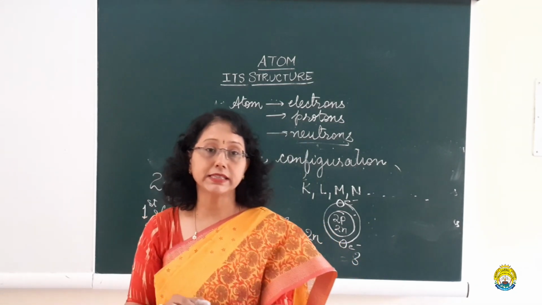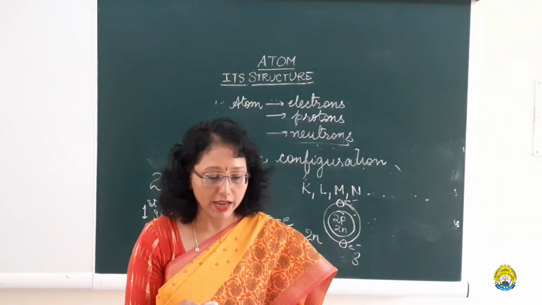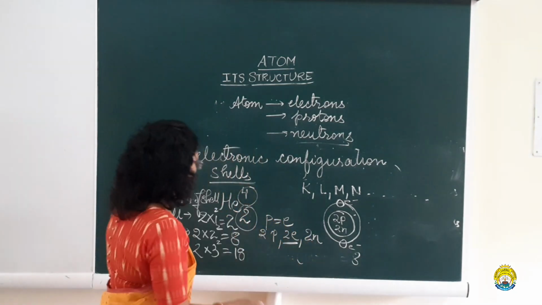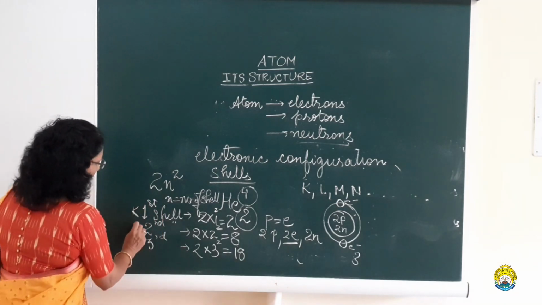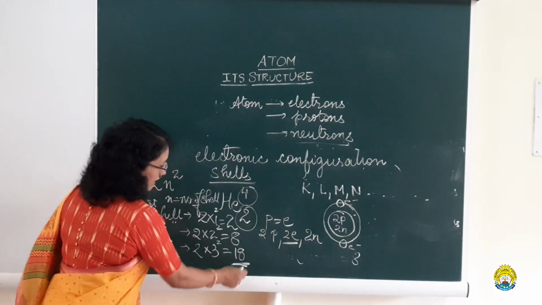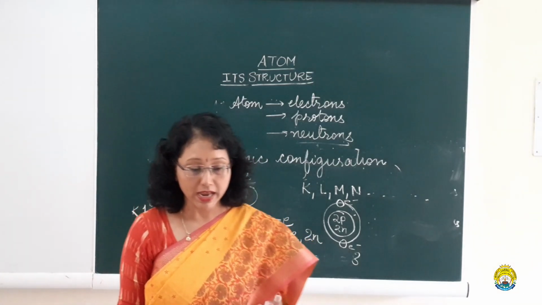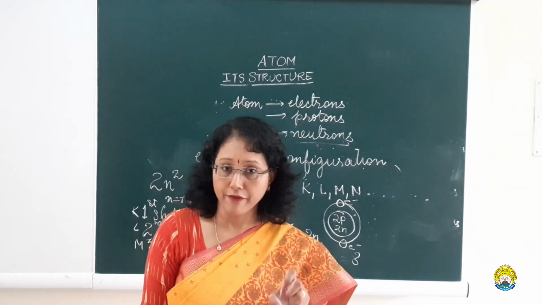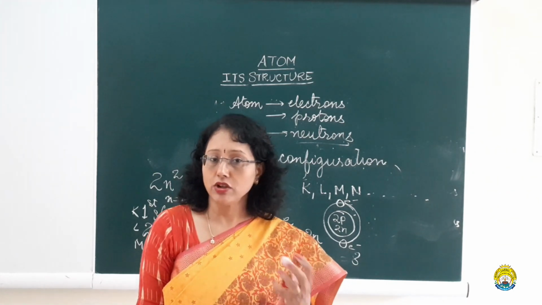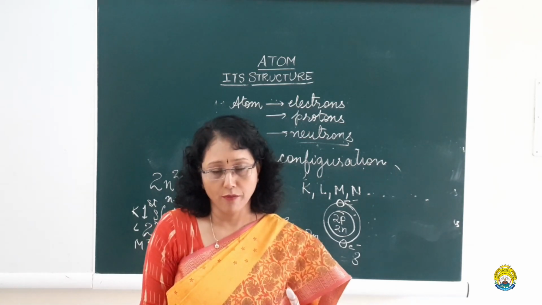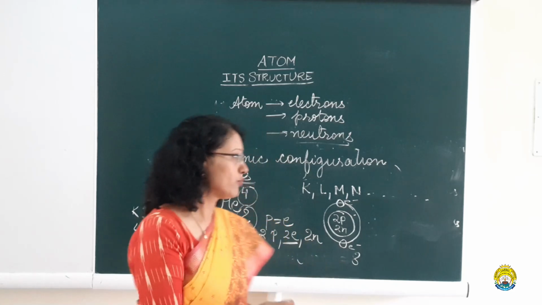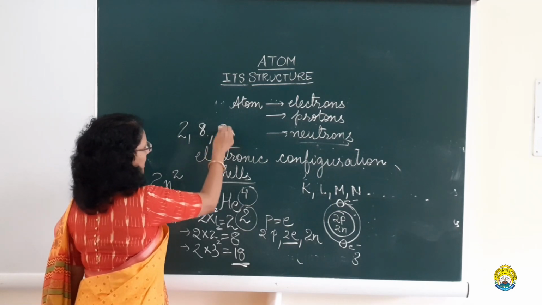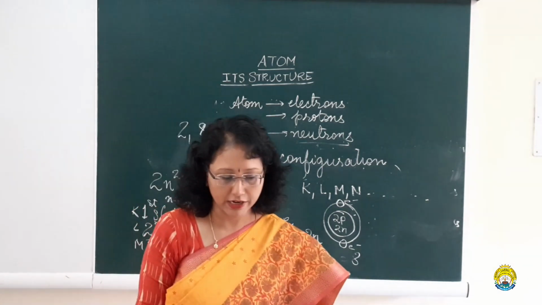So the maximum capacity of the M shell is 18 electrons, but as the outermost shell it can accommodate only 8 electrons, because once it takes in 8 electrons, it becomes stable, and after acquiring that stable figure, it does not let any other electron enter. So this is an exception. We follow the rule that the first shell can accommodate 2 electrons, the second shell 8 electrons, and the third shell 8 electrons.